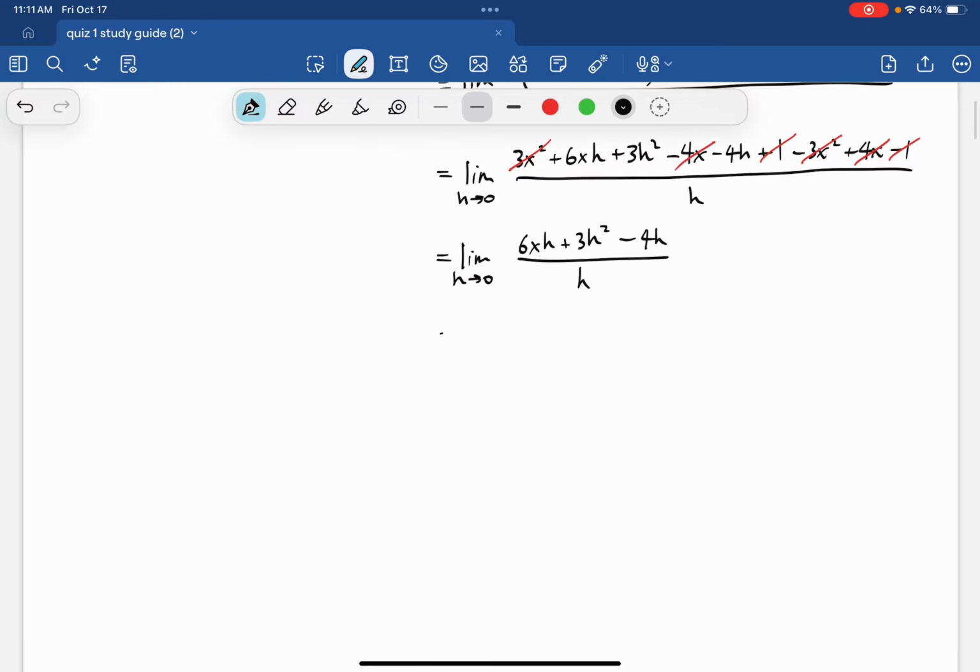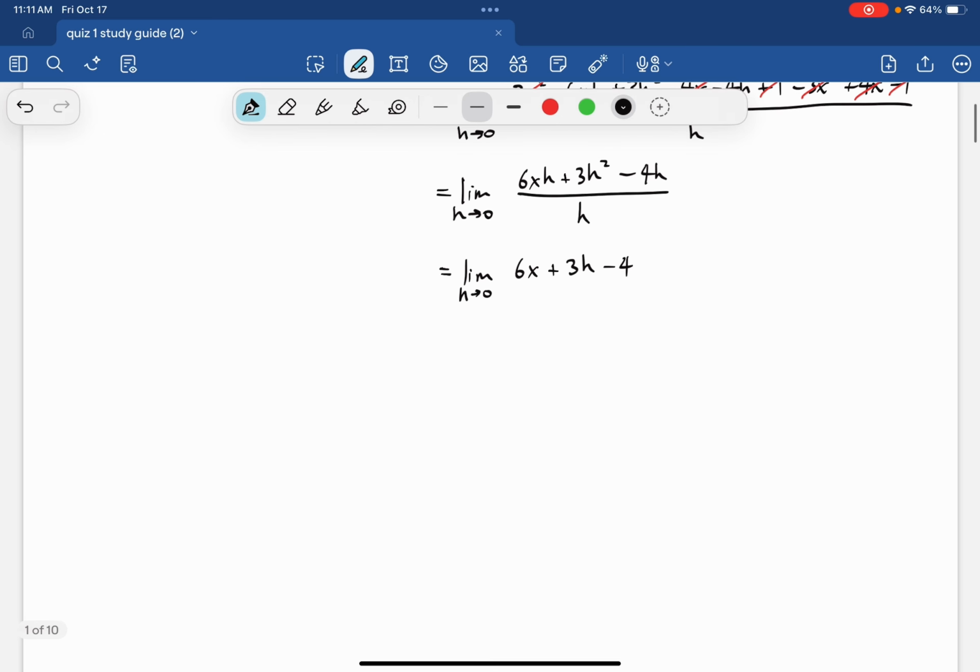And good news, the h's will cancel. So we're going to have the limit as h approaches 0 of 6x plus 3h minus 4. Okay? So now we are able to plug in h equals 0 because if we had done that previously, we would have gotten a 0 over 0 error, right? But now we're all good. And so we can plug in h equals 0, and we're left with 6x minus 4. Okay, and that's our answer. Because we've plugged it in, we can drop the limit symbol in the final step.